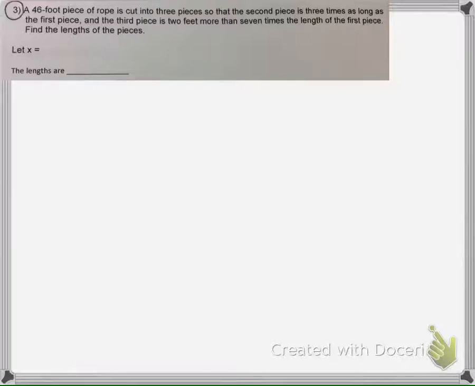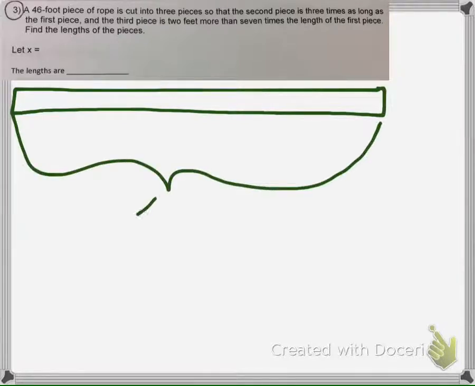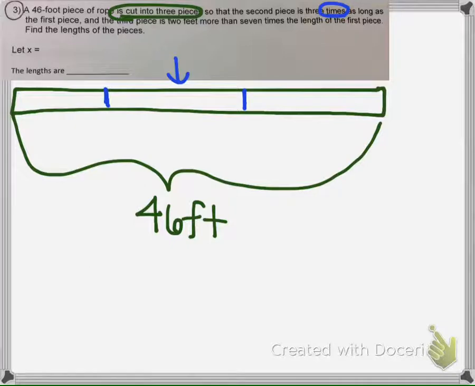Okay, so in this problem, it's talking about that we have a 46-foot piece of rope. So this whole rope here is 46 feet. And it tells us that it's cut into 3 pieces. So I'm going to go ahead and cut it into 3 pieces. And it says that we're going to cut it into 3 pieces such that the second piece, so the second piece right here, is 3 times as long as the first one.